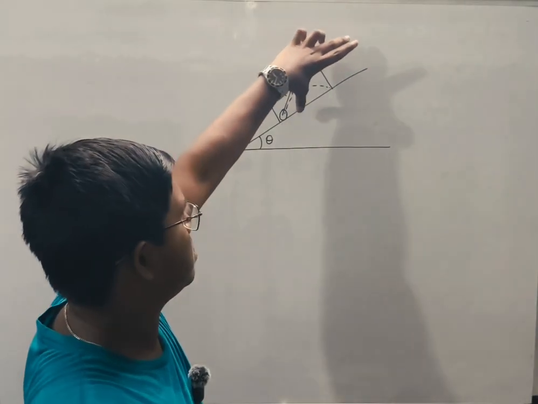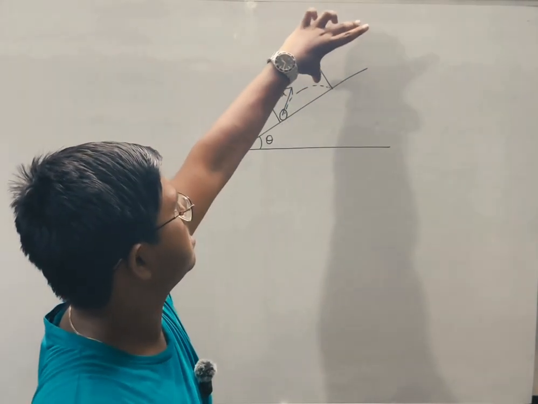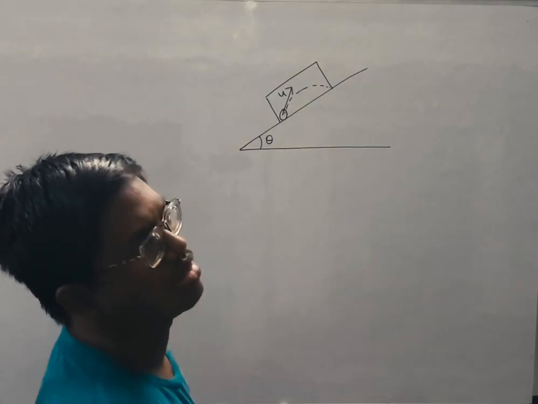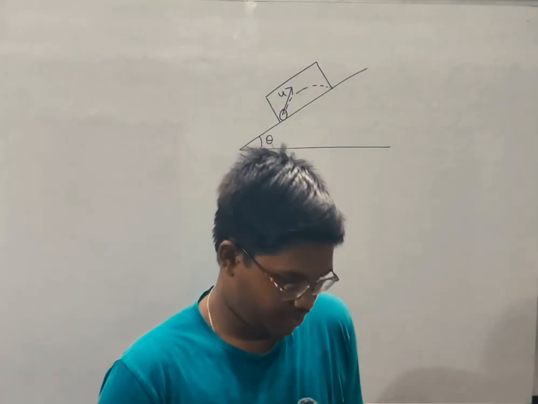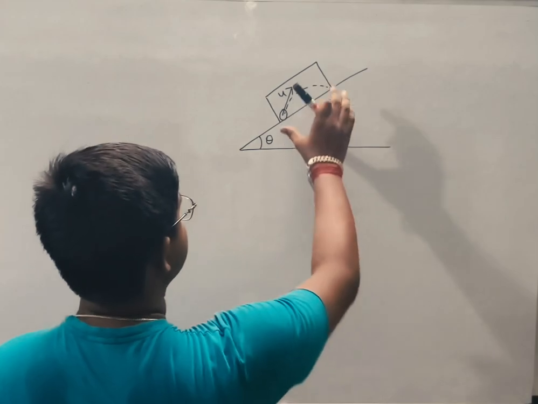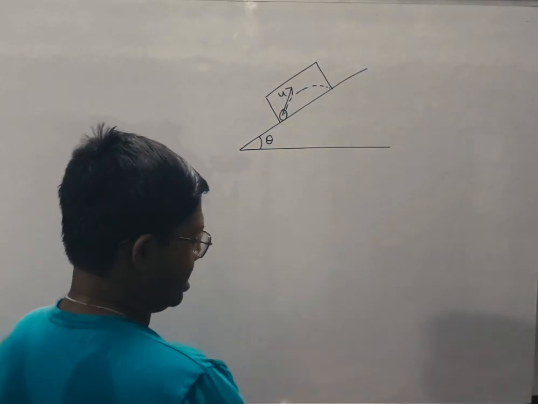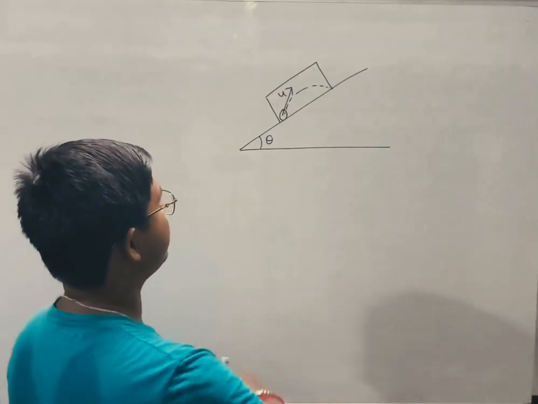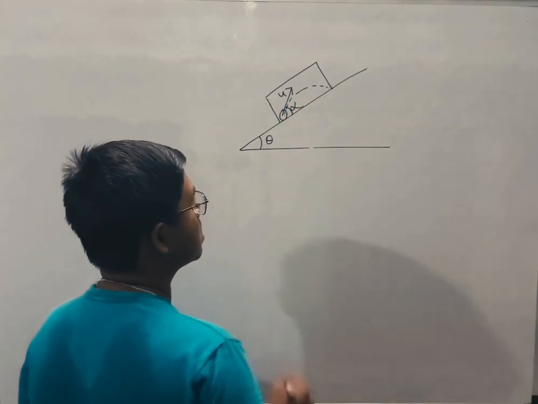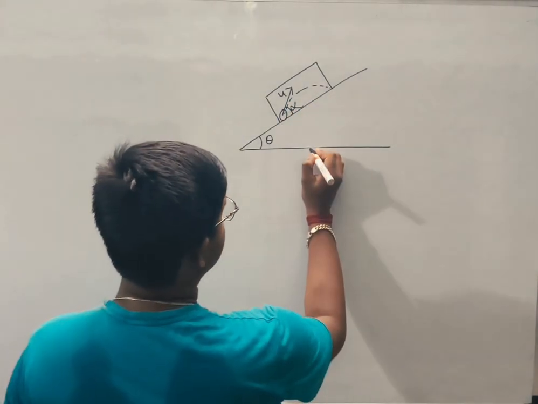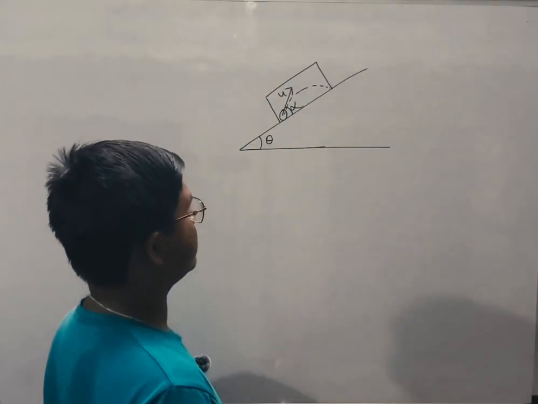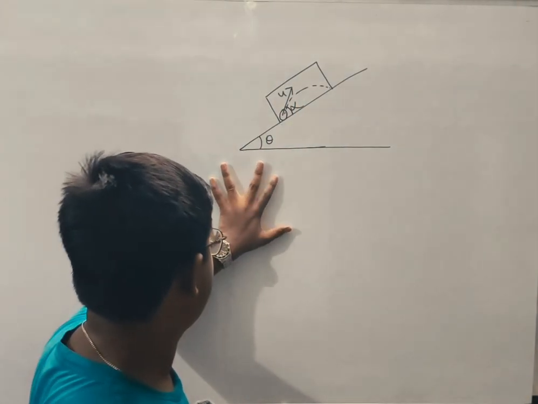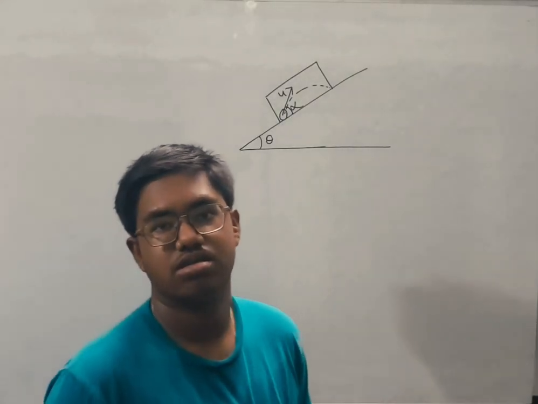A cabinet is sliding down the inclined plane. Okay, a box is sliding down the inclined plane. And in the box, a ball is there. Someone is throwing the ball at an angle alpha with respect to the box. And the angle of inclination is theta.